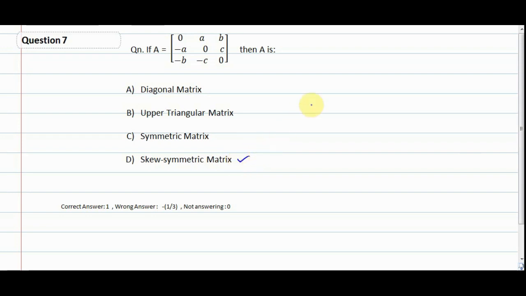So we know that a skew symmetric matrix is the one whose transpose is equal to minus of the actual matrix. So A transpose will be equal to minus A. So if you calculate transpose of this matrix, you will be getting minus of this matrix itself. So this matrix is a skew symmetric matrix. Okay, now let's move on to question number 8.